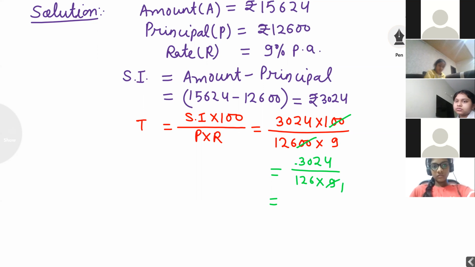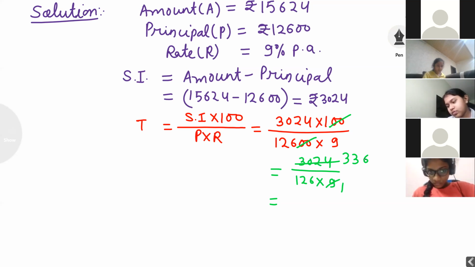9 1s are 9. 9 3s are 27. 3. Again, 9 3s are 27. Next, how much remaining? 5. 9 6s are 54. Now note down firstly, everyone. 336 divided by 126. 336 divided by 126. Again, simplify everyone.